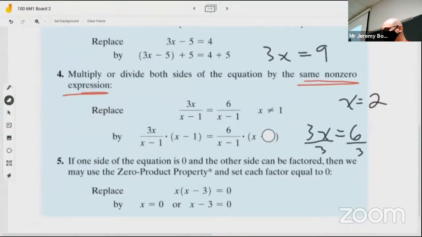Oh, and this is a big one. If one side of the equation is 0, and we talked about this a little bit, I think yesterday, if one side of the equation is 0 and the other side can be factored, then we may use the zero product property. It's a really strong property, because if we have x times x minus 3 is equal to 0, one of those has to be 0. Because for the product to be 0, one of the terms being multiplied needs to be 0. So that means either x is equal to 0 or x minus 3 is equal to 0. We don't know which one, so we solve for either.